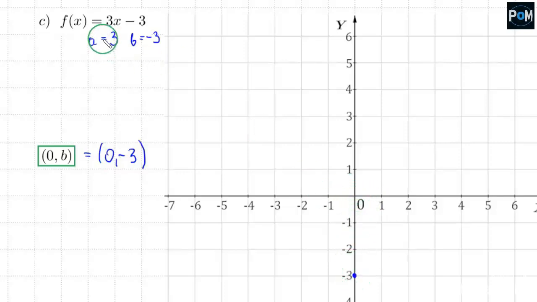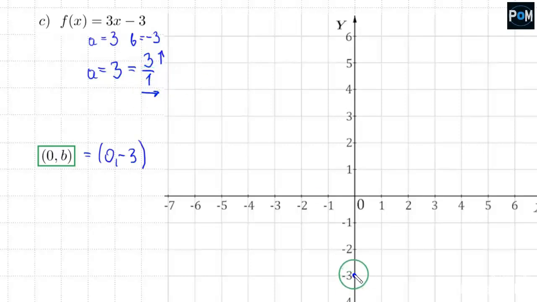Now, there is a small issue with the coefficient a because we have the number 3, and it's not a fraction, but we can easily make a fraction out of 3. 3 whole is the same as 3 over 1. And now it goes like this. The 3 tells us to move up 3. The coefficient a is positive, so we move to the right one.